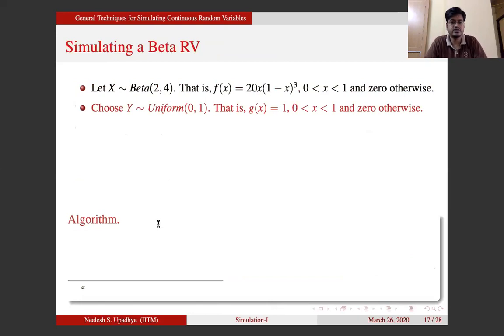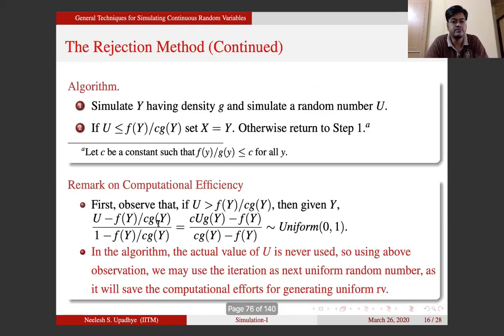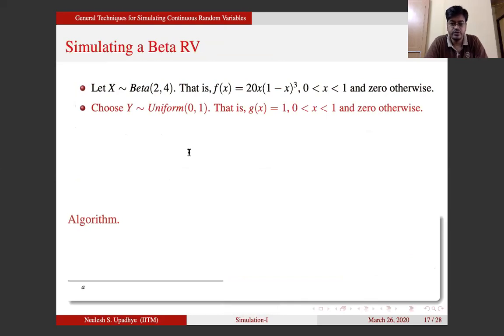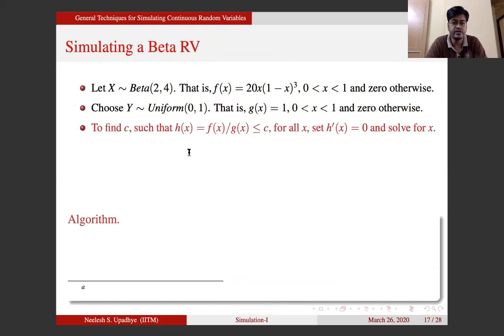And once chosen, I need to evaluate, if you go back to the algorithm, a constant c such that f(y)/g(y) is less than or equal to c. This will be our next task. So I have chosen a uniform random variable. Now how to choose a constant c? Take the ratio f(x)/g(x), denoted by h(x).